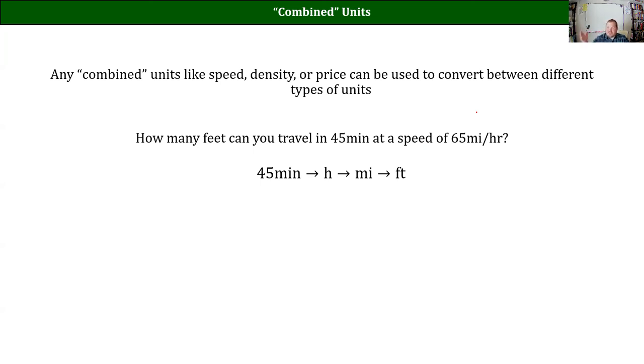Converting from seconds to hours is pretty straightforward. But if we want to go from 5 hours into how many miles did I go, we need the speed. And the speed is going to be what allows us to convert between those different types of units. Right. So, there's a lot of ways you can write it. You can write, okay, speed equals distance over time. And you can do algebra to solve for distance if you have the time and the speed. And you can do the same thing with density.